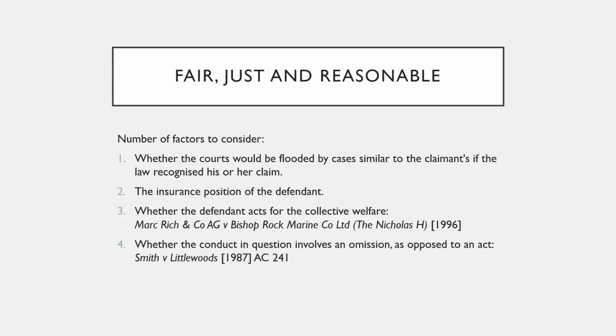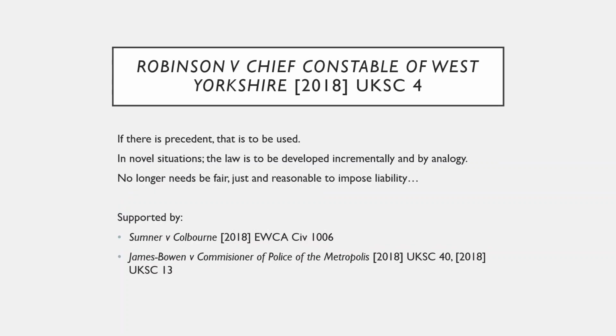So in Smith and Littlewoods, they basically failed to protect from trespass, but they weren't aware that this risk even existed to them. So they didn't act in a manner, they omitted to protect from this trespass, but they weren't able to foresee it. But we don't really consider this anymore, as this has been abolished by Robinson.